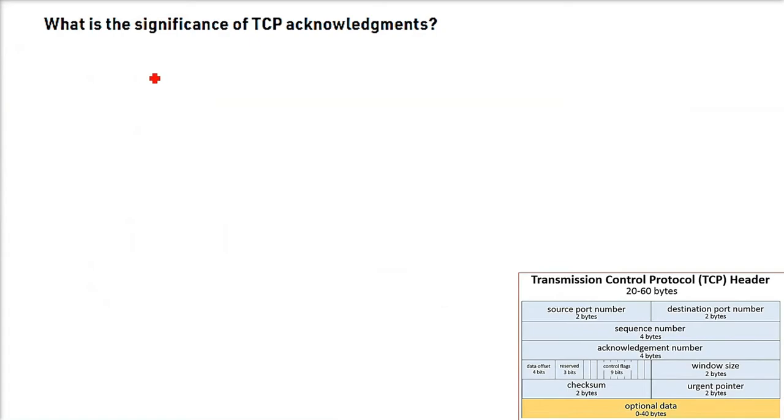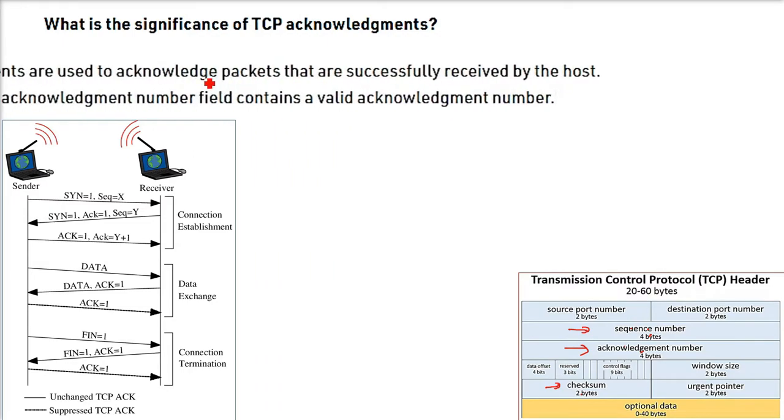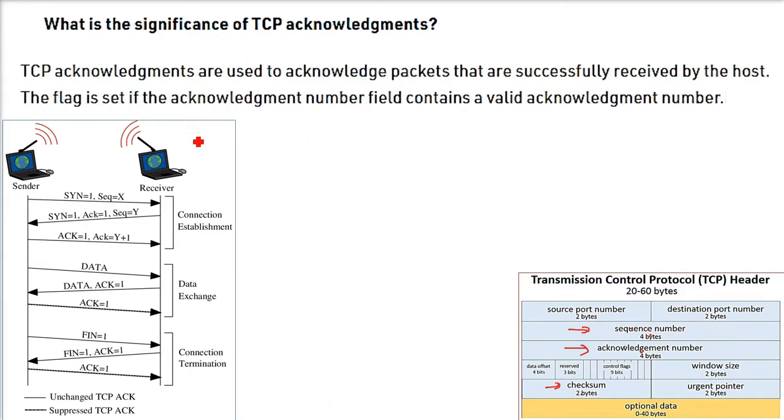What is the significance of TCP acknowledgements? See, the reliability of TCP lies in acknowledgement. The acknowledgement number is 4 bytes in the header of TCP. The sequence number is also 4 bytes in the TCP header. Checksum is 2 bytes. So the checksum, the sequence number and acknowledgement number are very important. The window size is for flow control, checksum is for error detection, sequence number and acknowledgement number are for reliability. So TCP acknowledgements are used to acknowledge packets that are successfully received by the host.